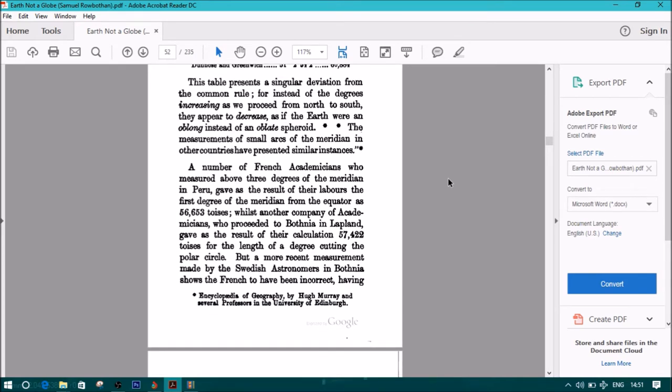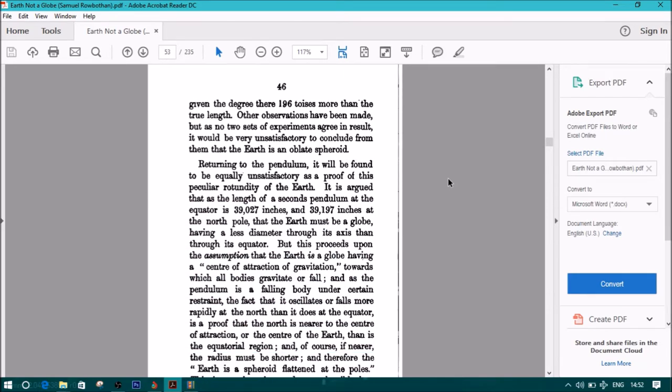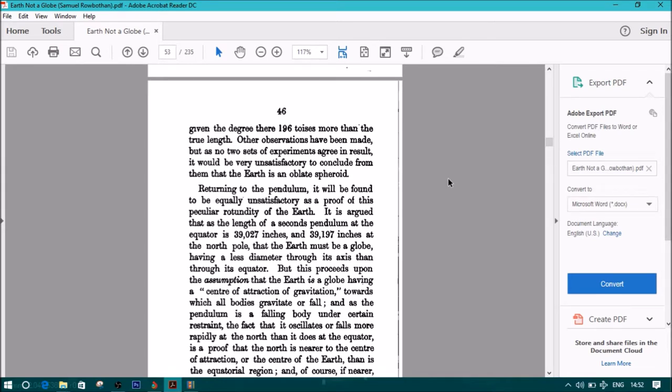But a more recent measurement made by the Swedish astronomers in Bothnia shows the French to have been incorrect. The Encyclopedia of Geography by Hugh Murray and several professors in the University of Edinburgh shows the French to have been incorrect, having given the degree there 196 toises more than the true length. Other observations have been made, but as no two sets of experiments agree in result, it would be very unsatisfactory to conclude from them that the Earth is an oblate spheroid.